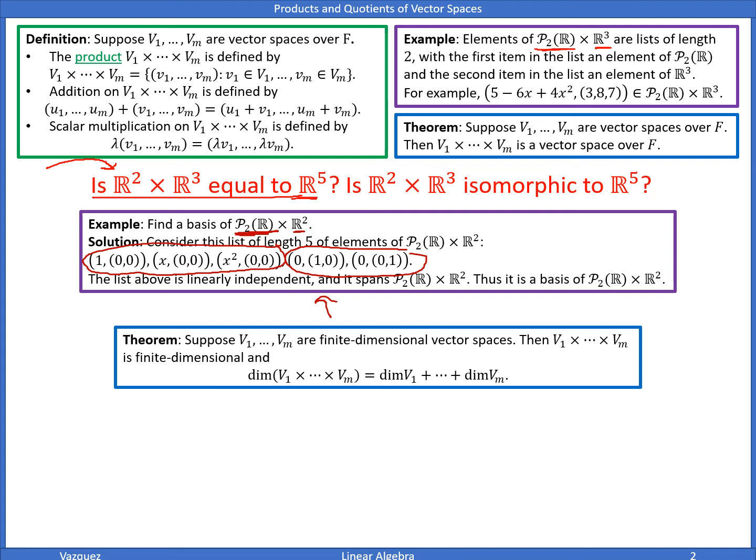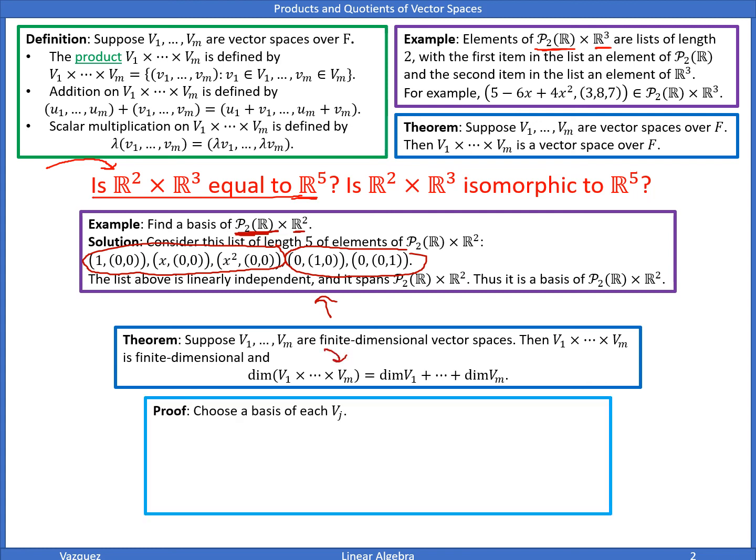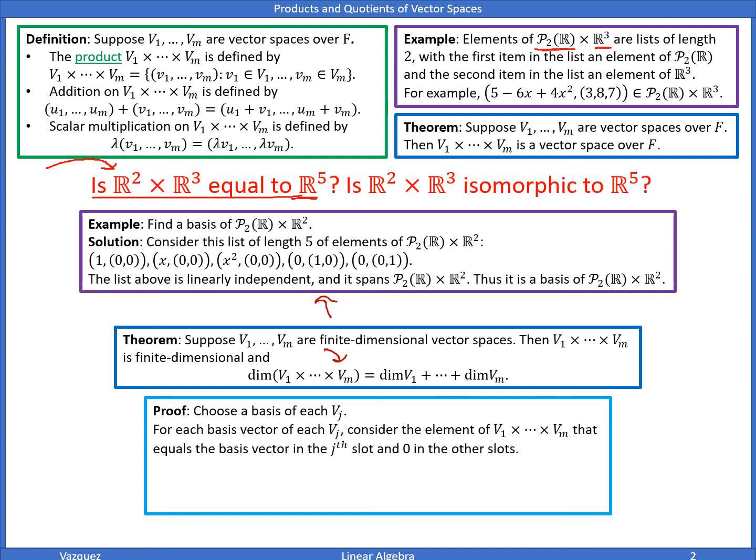We're going to take a basis of each vector space and then put them in one list so that we can get a basis, which tells us that the dimension will follow. So the proof goes like this. We're going to choose a basis for each Vj, again, like we did in our example. Then for each vector of each Vj, we consider the element of the product of the vector spaces that equals the basis vector in the jth slot and the 0 in the other slots.